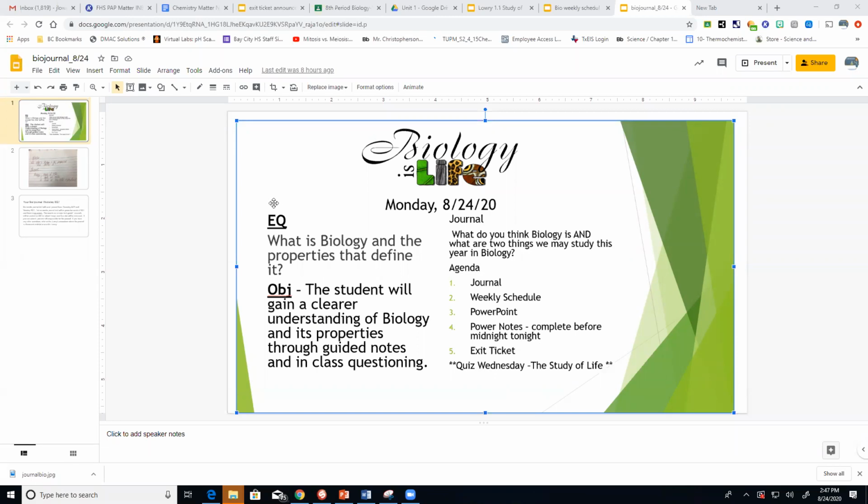For your journal, you need to put the date, write the EQ, and then answer the journal. You do not have to write the journal question. If it says something like, what are 2 things, then you need to be sure and number those. On this one, you want to put 8/24, and write the EQ. The journal is, what do you think biology is? And what are 2 things we may study in biology this year that you think?